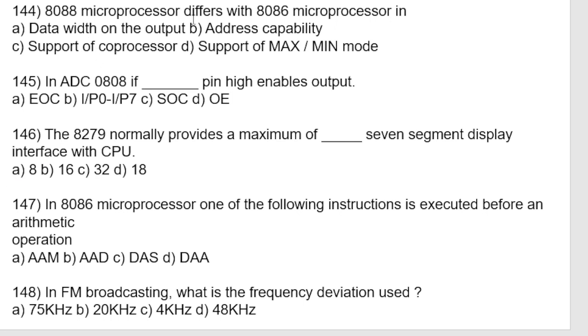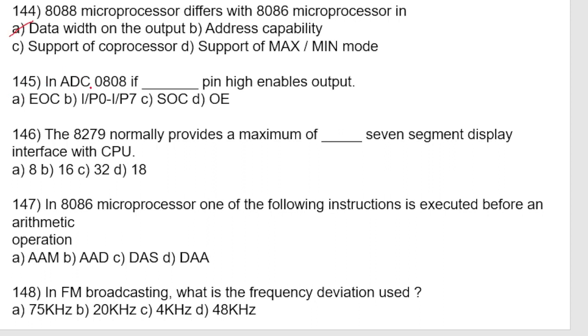The 8088 microprocessor differs from the 8086 microprocessor in data width on the output, address capability, support of a coprocessor, and support of max or min mode. So the answer is A, data width on the output. I forgot to mark the answer, so A is correct.